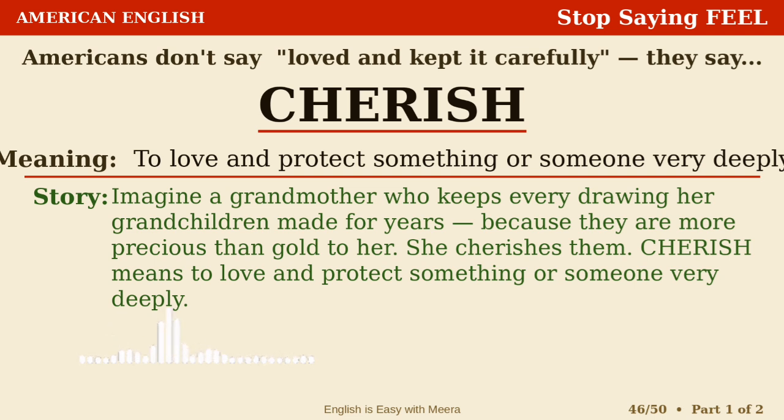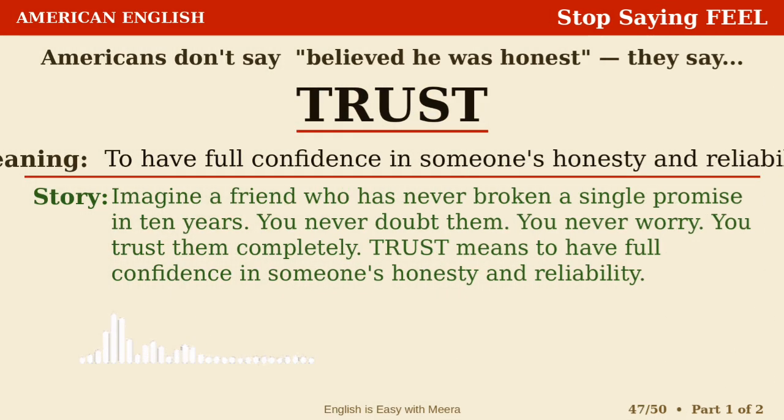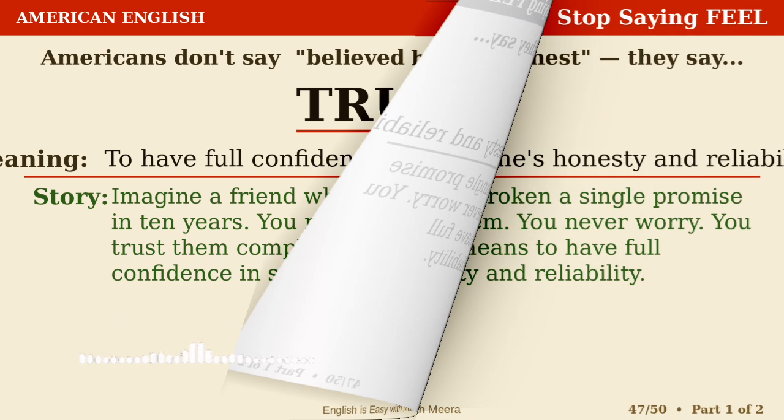46. Cherish. Americans don't say, "loved and kept it carefully." They say, cherish, meaning, to love and protect something or someone very deeply. Story. Imagine a grandmother who keeps every drawing her grandchildren made for years, because they are more precious than gold to her. She cherishes them. Example. She cherishes the letters her husband wrote. He cherishes every moment with his children. I cherish the memories of my childhood.